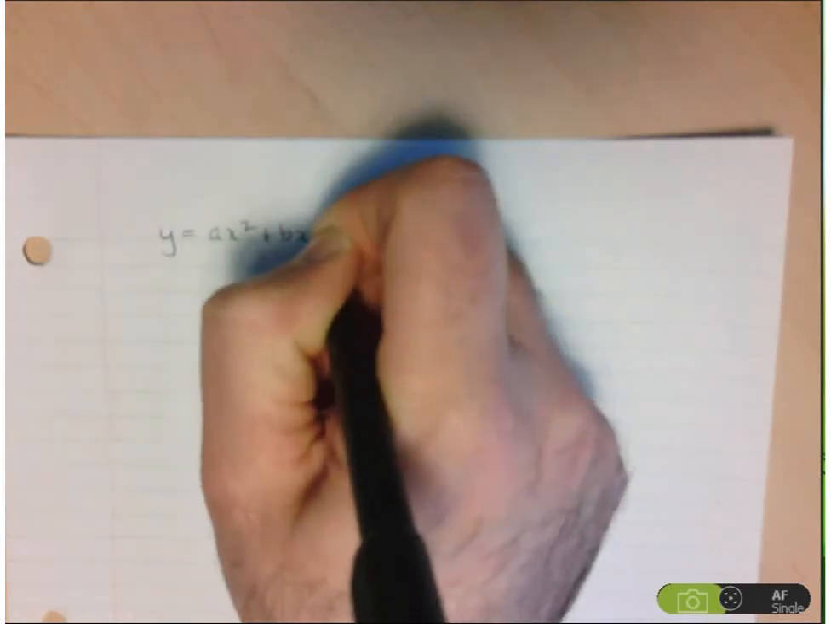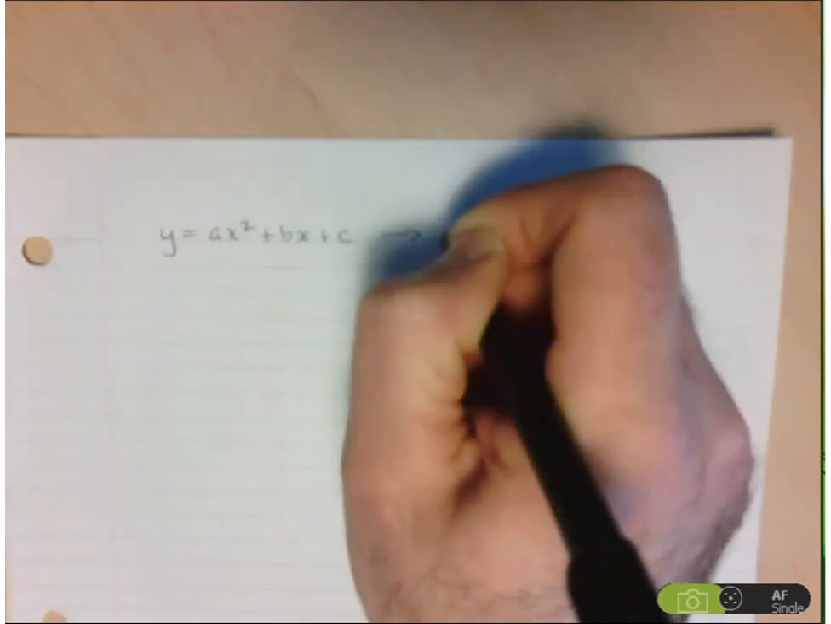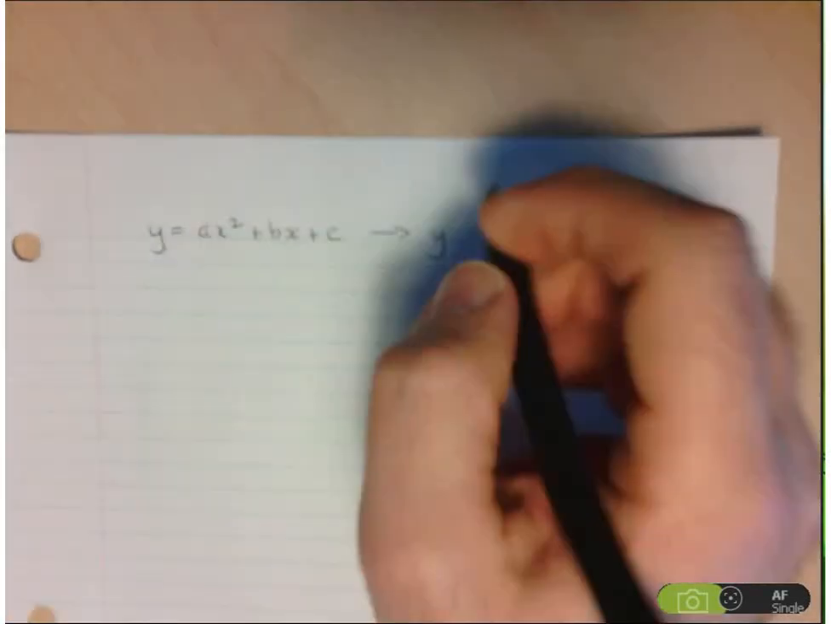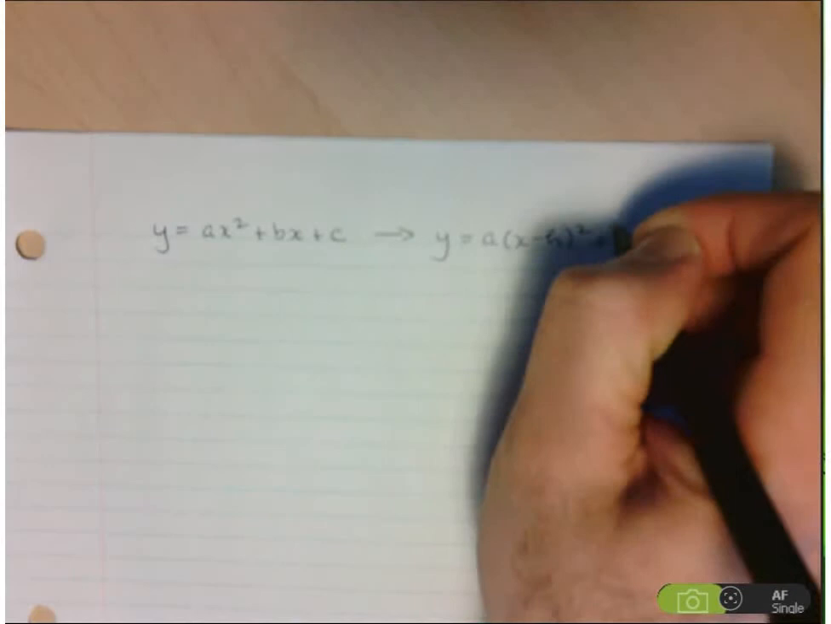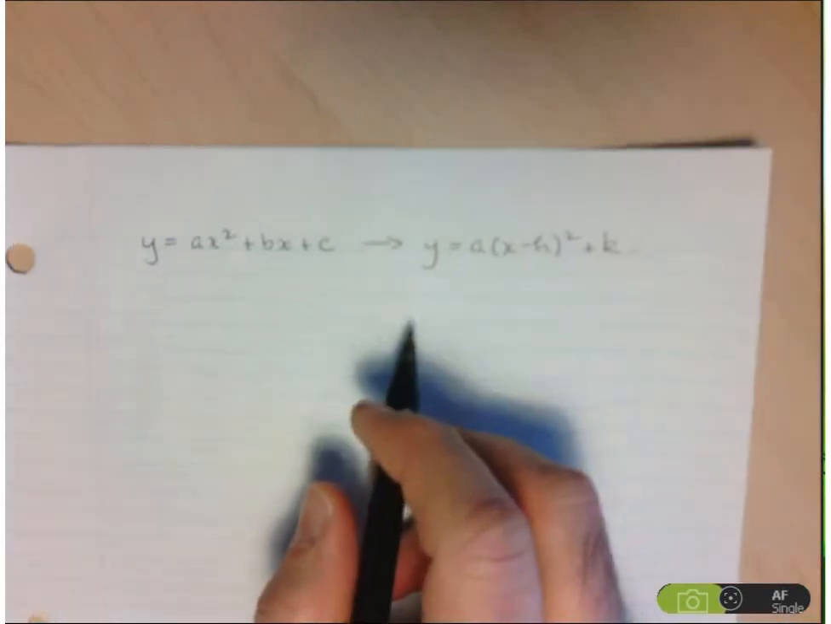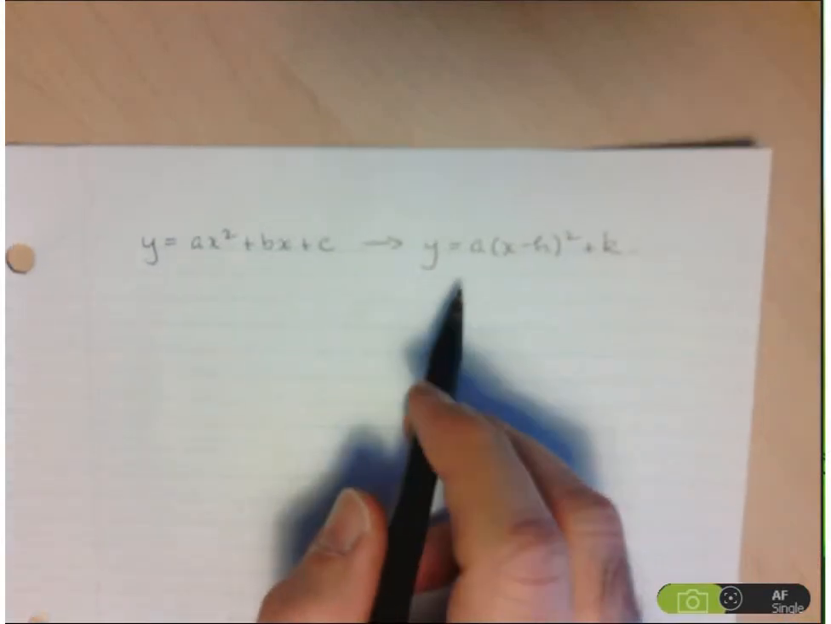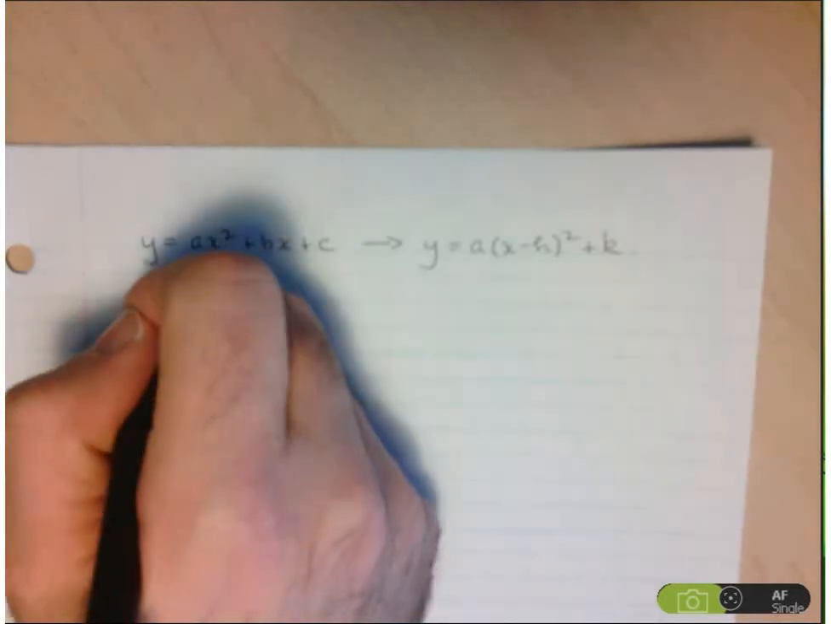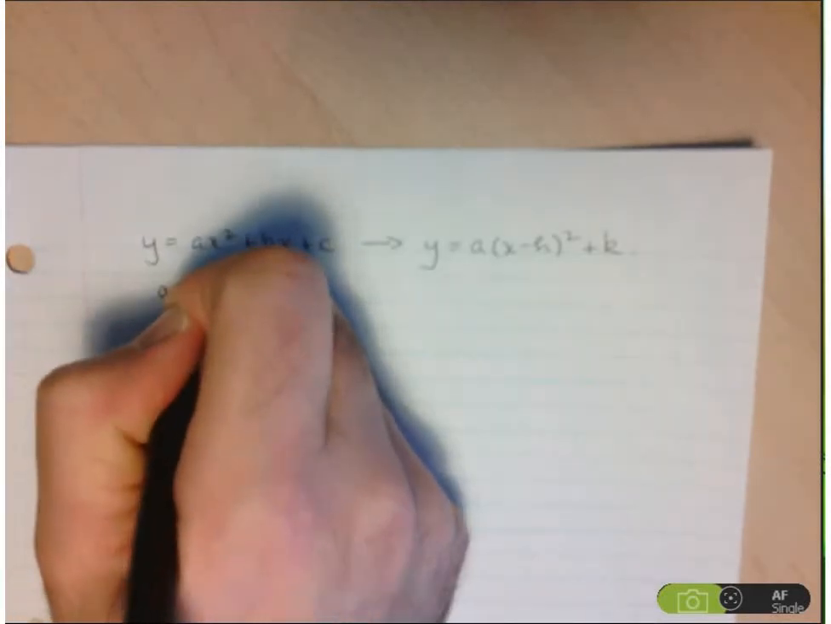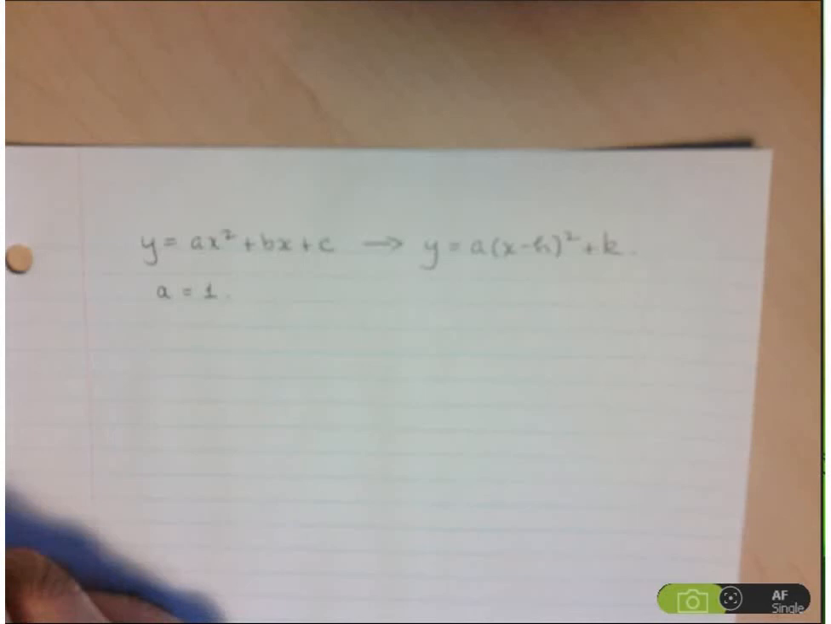Hi folks, today we're going to take a look at a process called completing the square. What completing the square allows us to do is to take a function in standard form, ax squared plus bx plus c, and to rewrite it in vertex form. So y equals a times x minus h all squared plus k. And of course, you know that vertex form is useful for trying to find the maximum or minimum of the function. So we're going to start off with the easier example, which is when a is equal to 1.